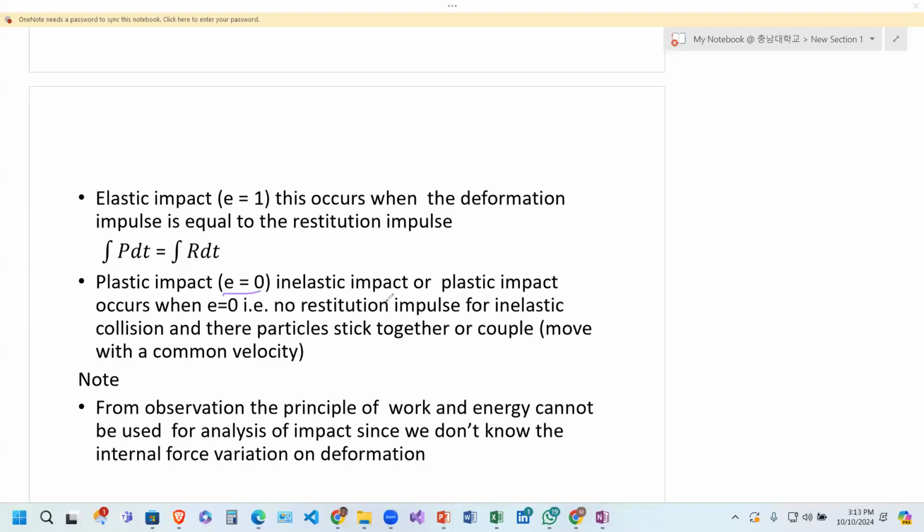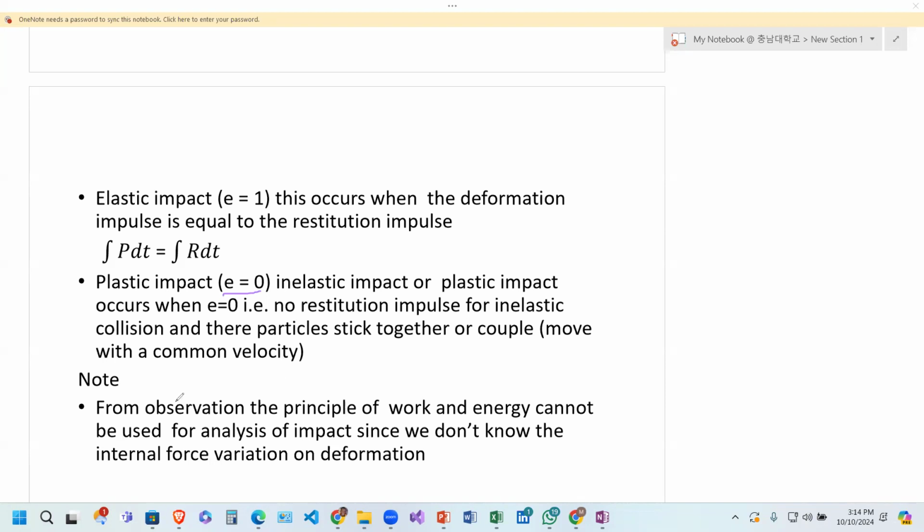An inelastic or plastic impact occurs when e is 0. That means no restitution or impulse, and the particles stick together or couple. Coupling means they move with a common velocity.